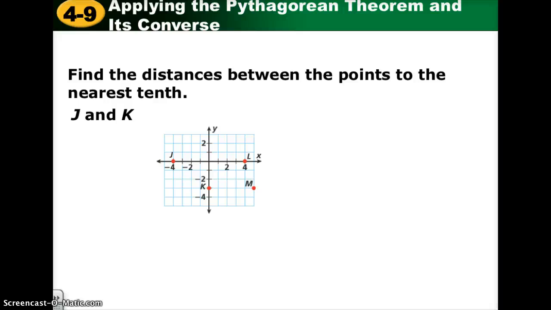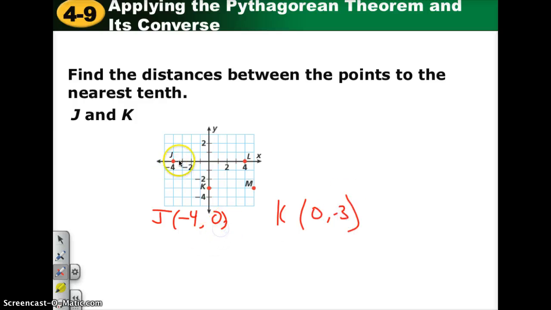So we want to find the distance between the points to the nearest tenth. So we have j and we have k. So let's look at where those points are located. So j is at the point -4, 0. K is at the point 0, -3. The reason we can't do the distance like we did previously is because these are not in a straight line from each other, they're at a diagonal. So essentially what we're doing is we're using Pythagorean theorem to figure out this, and that's where the distance formula came from. So keep those 2 points in mind. You might even want to write them down.